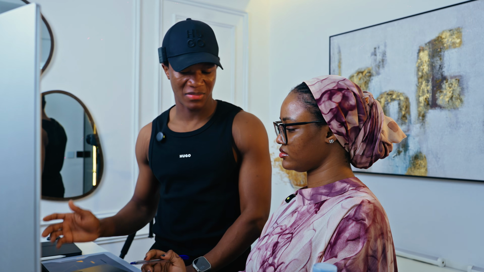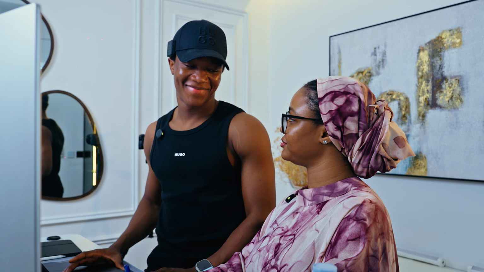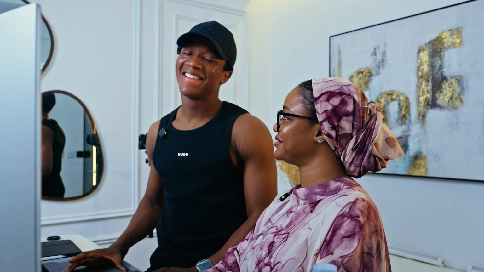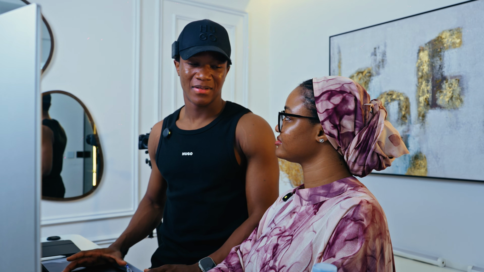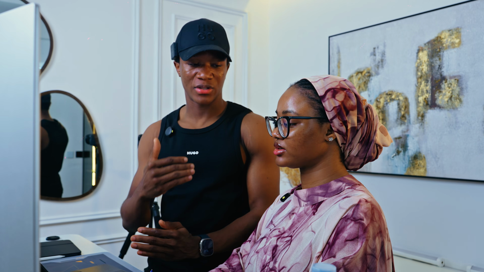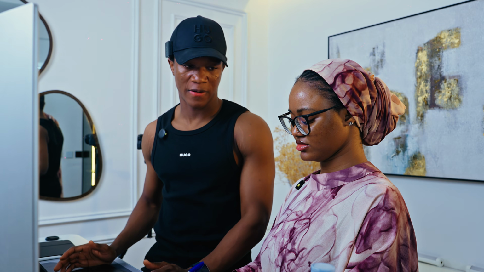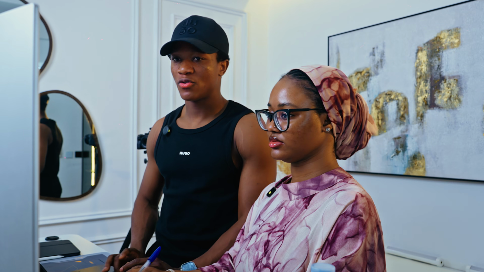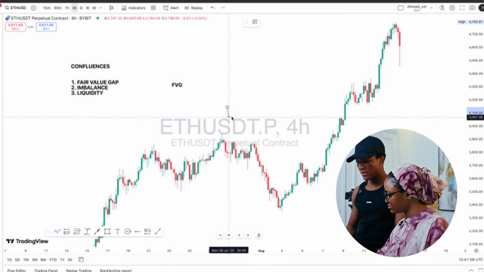You know what inefficiency is? Yeah. What is inefficiency? It's like no function, or something that's not perfect. Something that is not balanced. So the market tends to come back and fill in that gap, that inefficiency, before it continues going its way. Right? Yes. So for example, let's say the market is moving to the upside. Right? Like this.